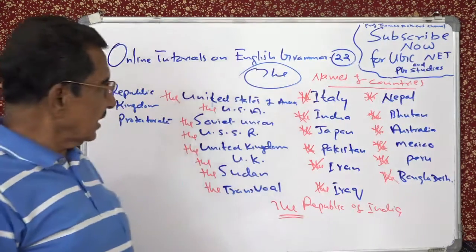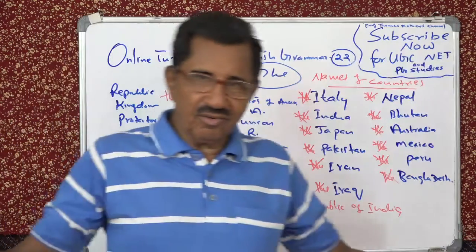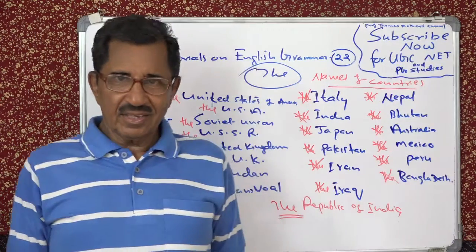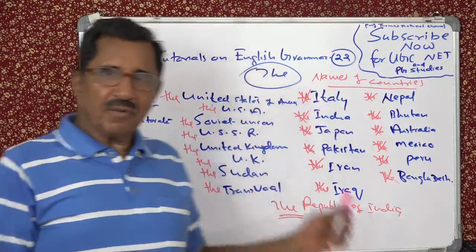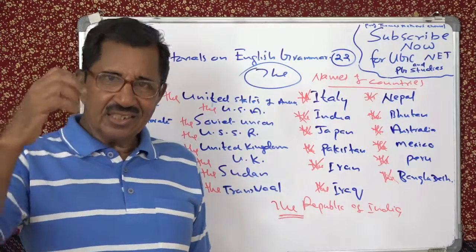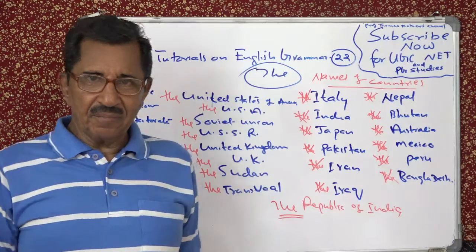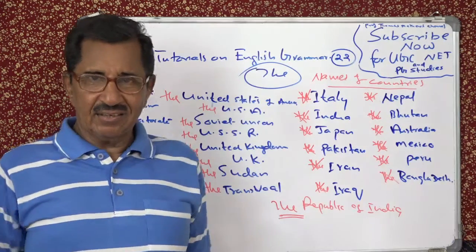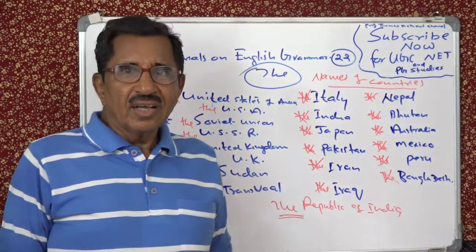For in this place you can see the Republic of India. And India stands alone? No, not necessary. Understand? Not at all necessary. The Kingdom of Japan. They have a king there. See? So it is not a republic of Japan. We don't say it is a republic. Kingdom. There is a king there. So it's the Kingdom of Japan.